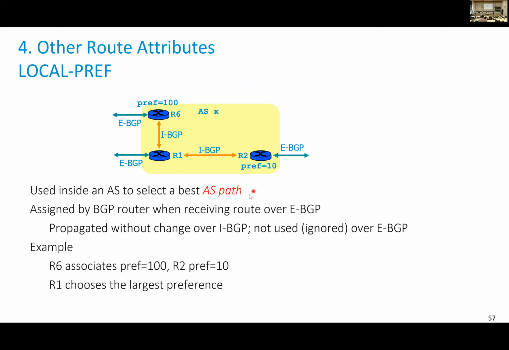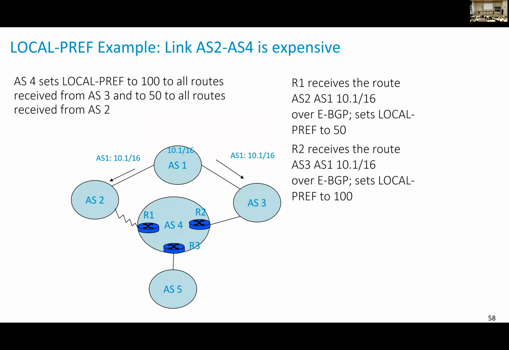One that's often used is local pref. Local pref is an attribute that is assigned by a BGP router when it receives a route, typically over eBGP, and it is statically configured by the configuration of BGP in this router to express a preference. The simplest is to explain on this example here.